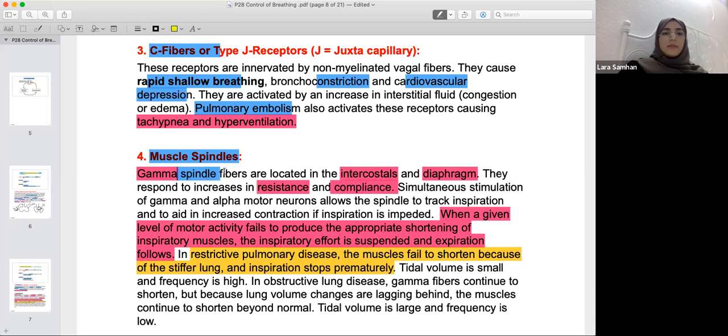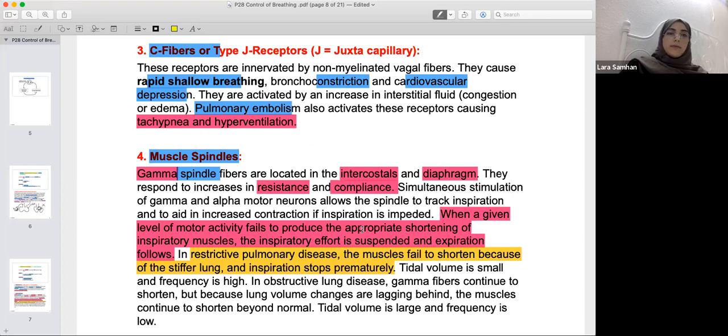As I said, we have a couple of muscle spindles, the alpha, the gamma, and many others. We're going to focus more on the gamma, which helps very much in producing the appropriate shortening of the inspiratory muscles. It helps in aiding inspiration and expiration in a normal way, to prevent any abnormality or over inflation of the lung.